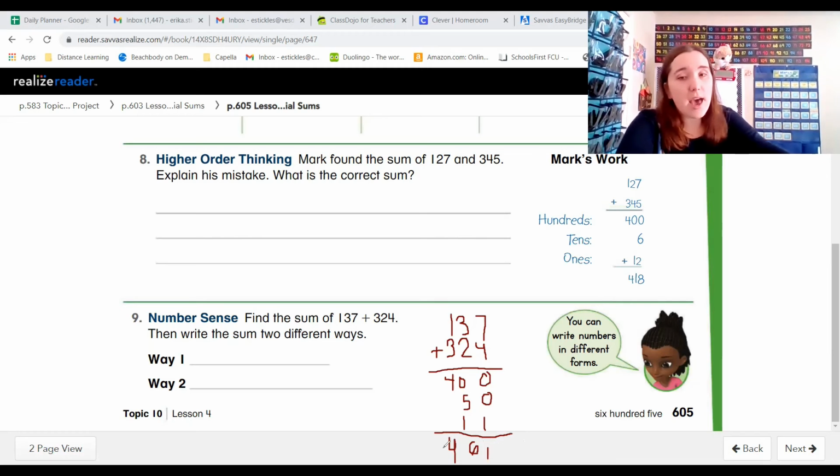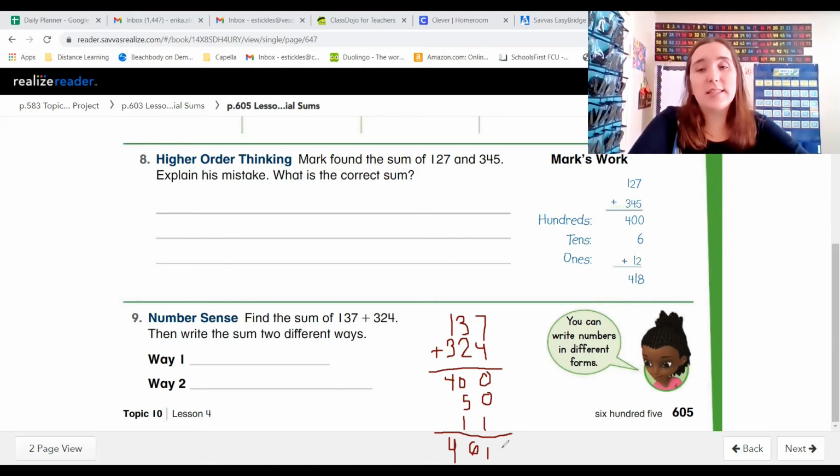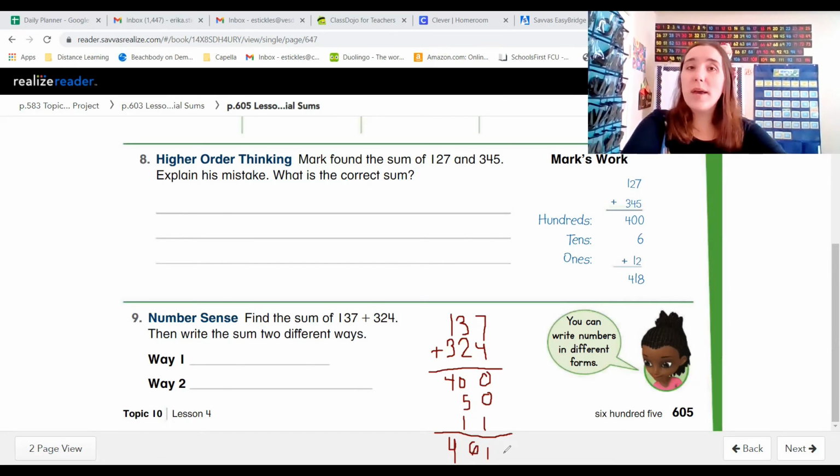Now we already have the number written out in standard form. Remember, that's what this is called, standard form, the way that we normally write out our numbers. Okay, let's write it out in word form and expanded form. So let's do the expanded form first. Do you remember how we break apart expanded form? We break it into the hundreds, the tens, and the ones.